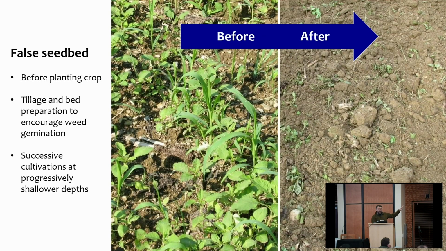So this concept of a false seed bed can be very, very effective. For people that are not doing this, I think you should really think about doing it if you have weed problems, if you're struggling with weed management issues. This is going out, prepping your seed bed, encouraging weeds to emerge, and then doing successive cultivation events at progressively shallower depths. Sometimes there's only an opportunity to get out one flush. Other times, if you have a larger window, you can do this multiple times and really clean up the field before going in and planting your crop.